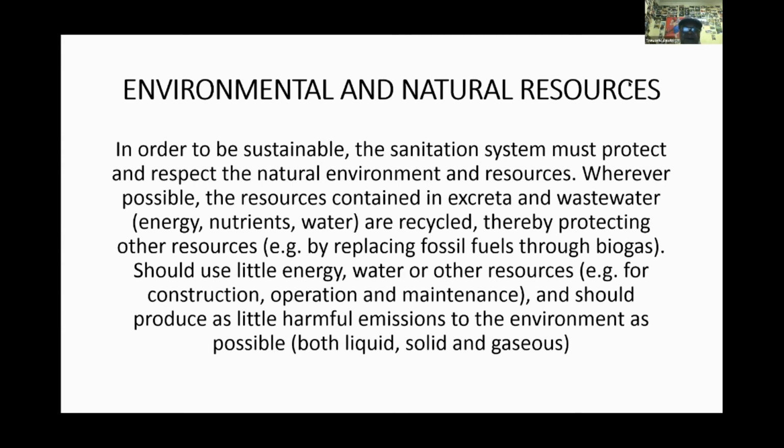Environmental and natural resources. We must look after our environment and natural resources. In order to be sustainable, the sanitation system must protect and respect the natural environment and resources. Wherever possible, the resources contained in excreta and wastewater, which are energy, nutrients, and water, are recycled, thereby protecting other resources, for example, by replacing fossil fuels through biogas. It should use little energy, water, or other resources for construction, operations, and maintenance, and should produce as little harmful emissions to the environment as possible, both liquid, solid, and gaseous.